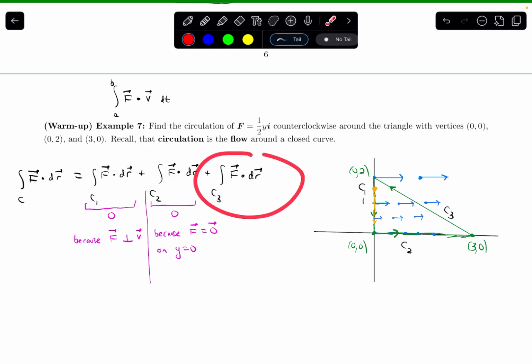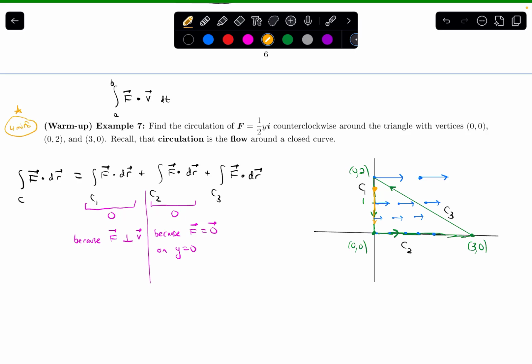The third one I actually have to work out. So at this point, I want to have you pause the video. Pause the video for at least 4 minutes to try it from here. So pause it in 3, 2, 1. Pause it and try it.